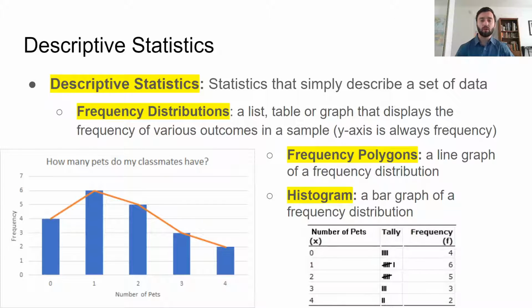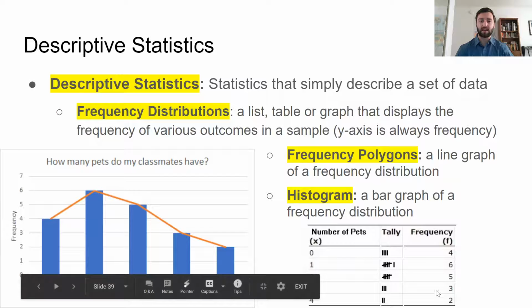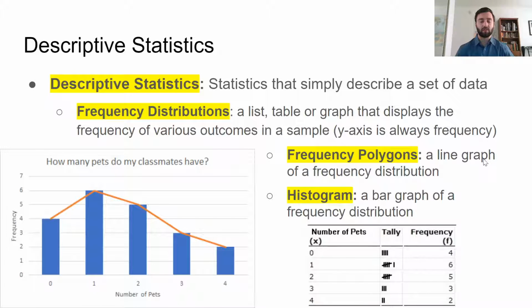Now, 2 other ways that we can show this information, that we can describe this data that we collected, is through a frequency polygon or a histogram. Frequency polygons are just a line graph of a frequency distribution. On the bottom left here you'll see this graph. That line part, going from one point to another, is the frequency polygon. All it is is this data turned into a line graph.